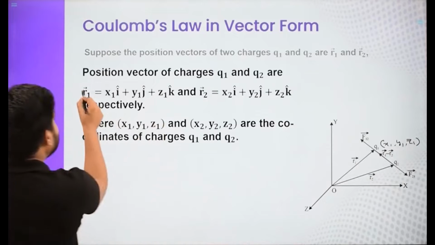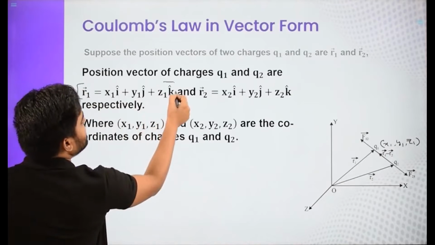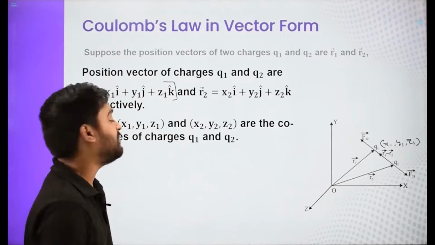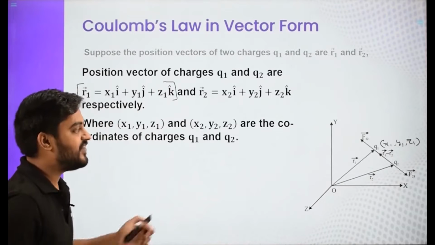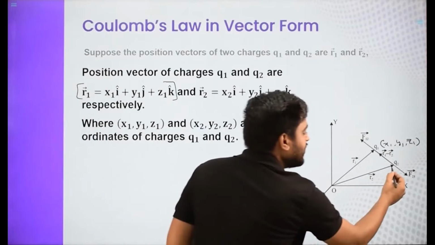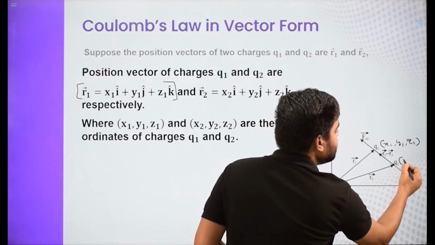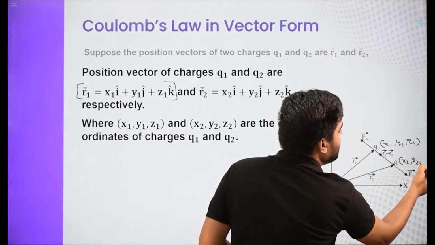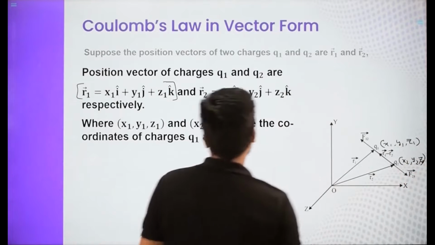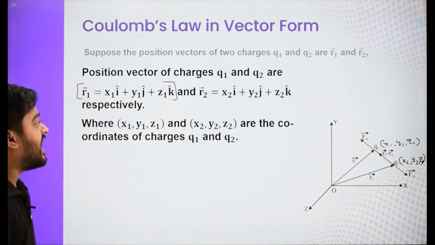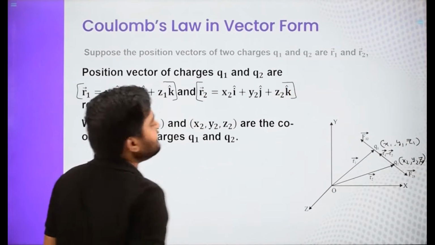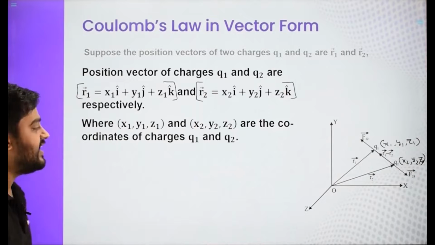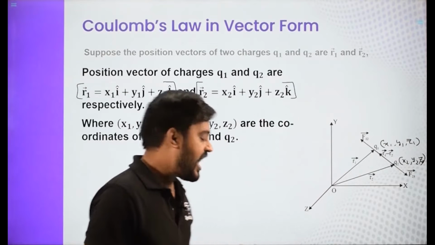Then R1, the position vector of the point where Q1 is kept, can be written as X1 i cap plus Y1 j cap plus Z1 k cap. Similarly, if the coordinates of the point where Q2 is kept are X2, Y2, Z2, then the position vector R2 can be written as X2 i cap plus Y2 j cap plus Z2 k cap. So this is how we can represent our R1 vector and R2 vector.